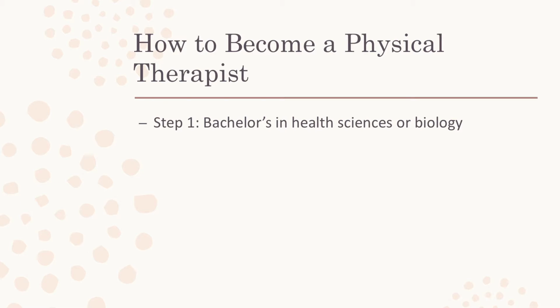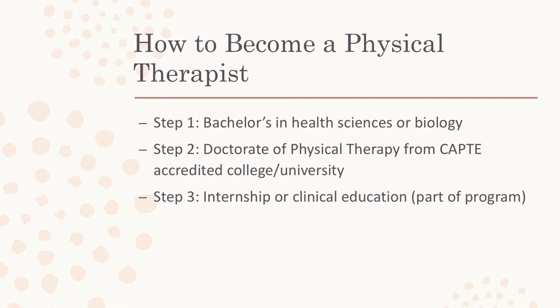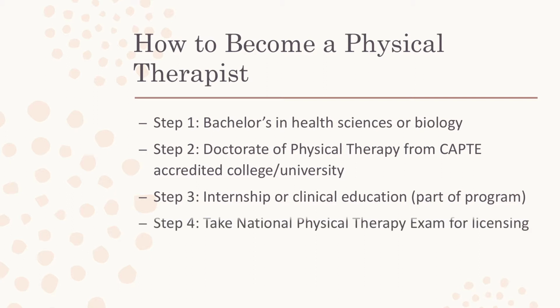All right, so in order to become a physical therapist, you must have your bachelor's in health sciences or biology or one of those related fields. You must also receive your doctorate from a CAAPTE accredited college or university, which stands for Commission on Accreditation in Physical Therapy Education. You must also do some internship hours or clinical education, which is typically part of the doctorate program, but can depend on the school. And then, of course, to get licensed, you do have to take the National Physical Therapy exam in order to practice, which several states do require you to have that license.